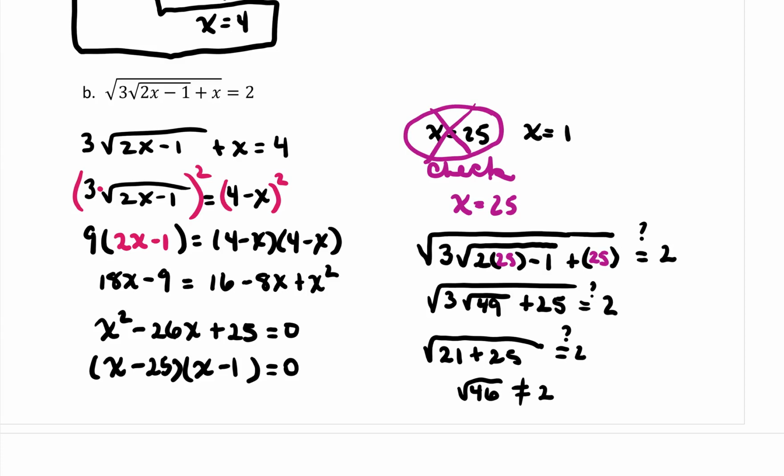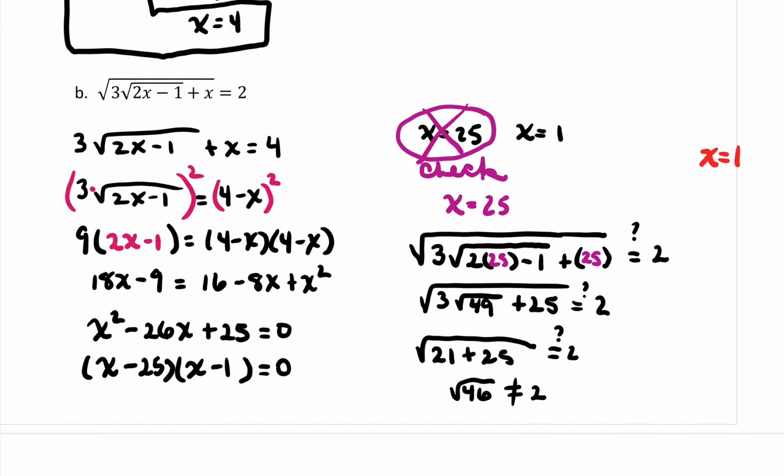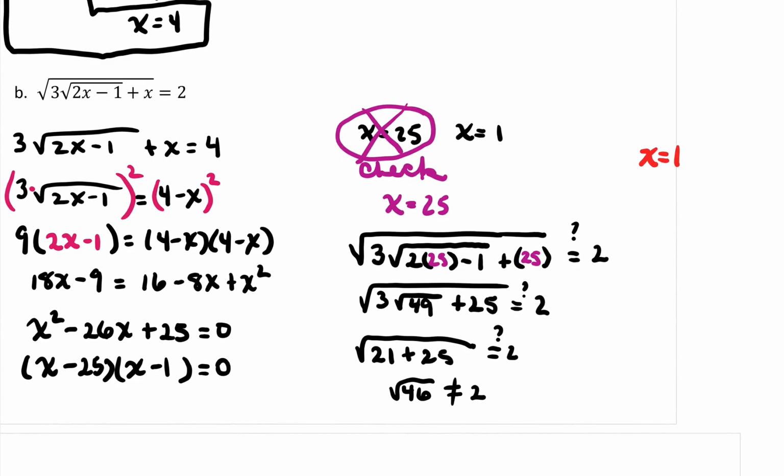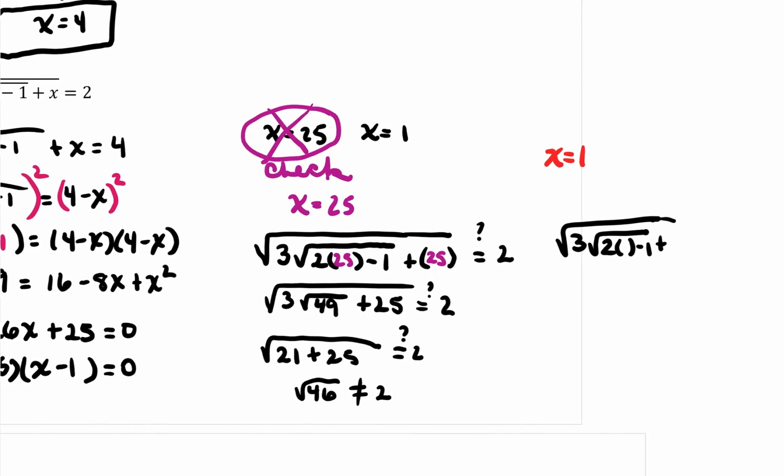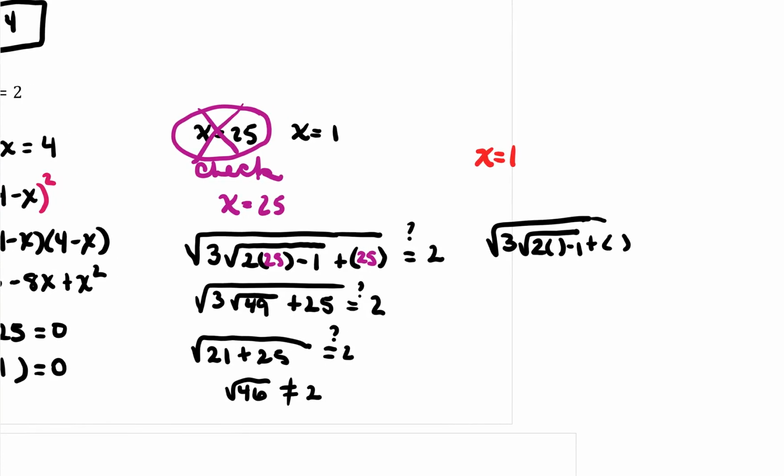So let's now plug in x equals 1 wherever we see an x in our original equation. And if we do that, we get the square root of 3 all times the square root of 2 times 1 minus 1, plus, putting parentheses wherever we see an x, plus 1. Does this equal 2?